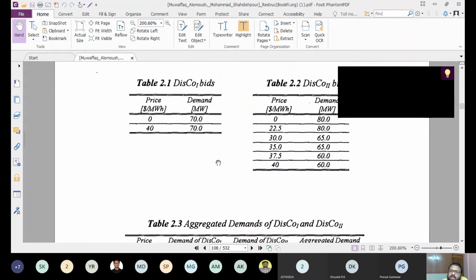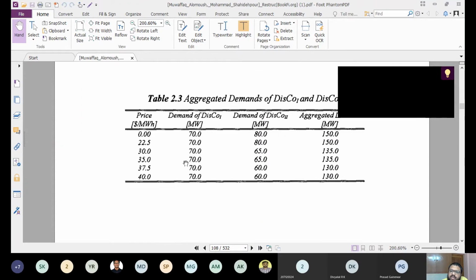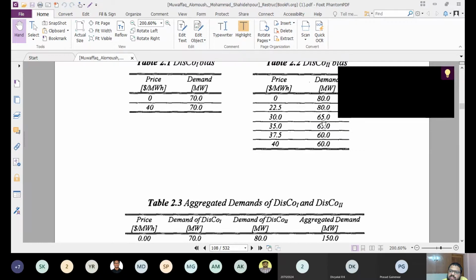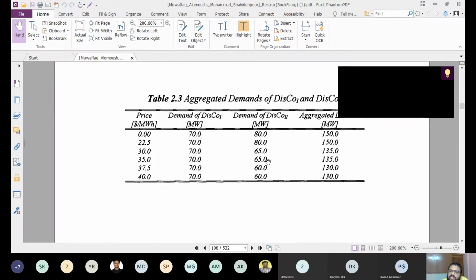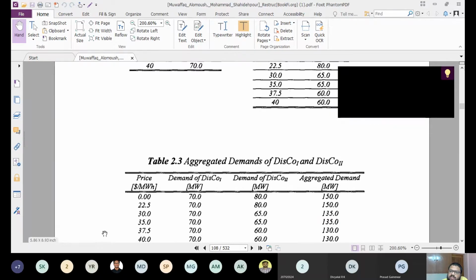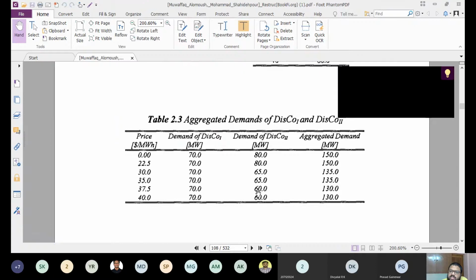Okay, now we go from 22.5 to 30. What about the demand at 30? It is 65 here. Here again 70 itself, right? So 70 and 65, 135. Now again 35. This is always 70. This does not change. At 35, what happens here? At 35, this is 65. So here again 65, 135. Then 37.5, 60. It becomes 60 here. So the total becomes 130. Then there is no change, so it remains at 130.